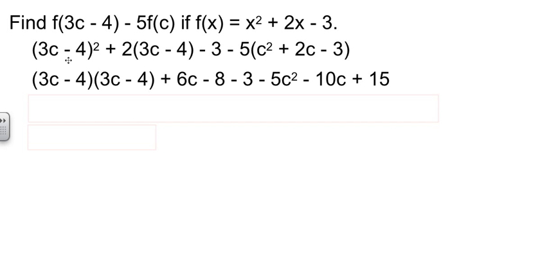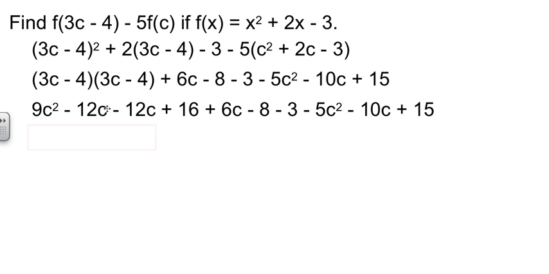I'm going to take it a little bit slower here than I would normally do on my own page, so that I can remind you of something important. 3c minus 4 squared means 3c minus 4 times 3c minus 4. Distribute this 2 here, and you get 6c minus 8 minus 3 from here. And then distribute the negative 5 to each term over here. Okay. Let's distribute this out. 3c times 3c, 3c times 4, negative 4 times 3c, and so forth.